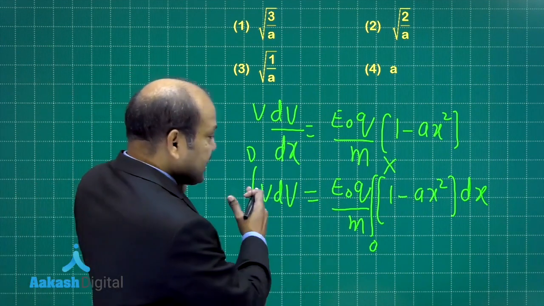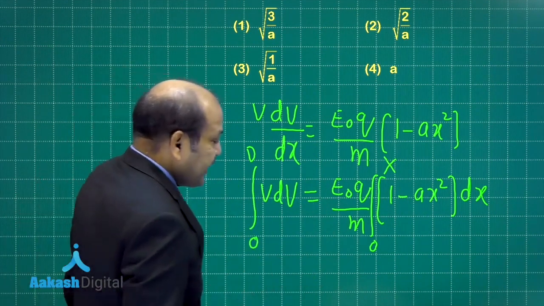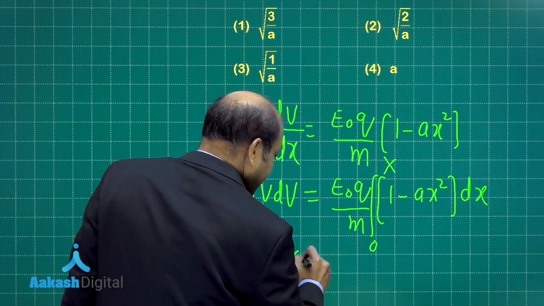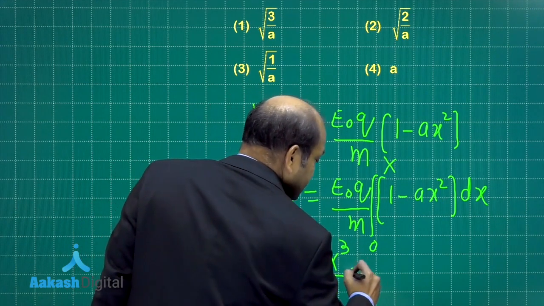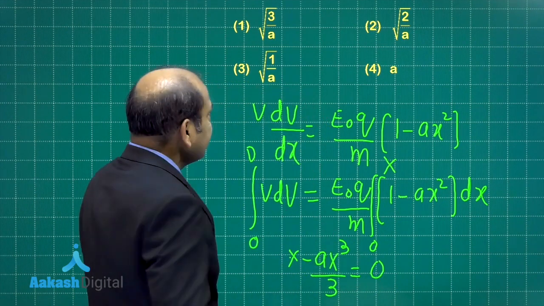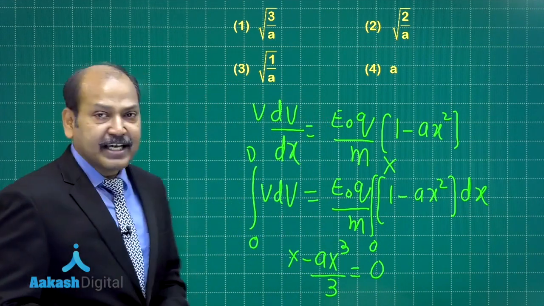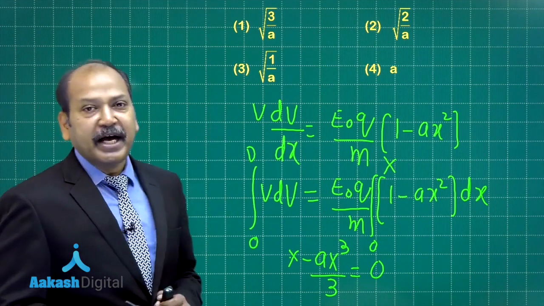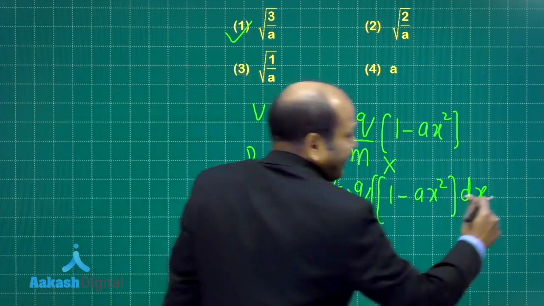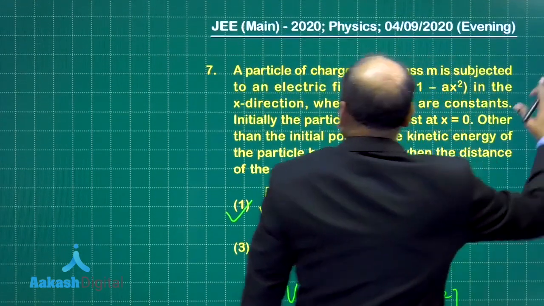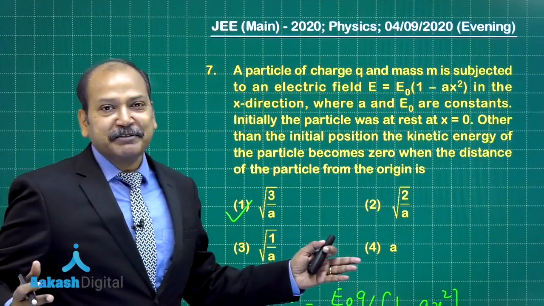After integrating this, this becomes x minus ax cubed by 3. And since it has to become equal to 0, what we are getting is x minus ax cubed divided by 3 is equal to 0. And that gives us the value of x as root 3 by a. That means option 1 is correct. And I hope the solution is clear.